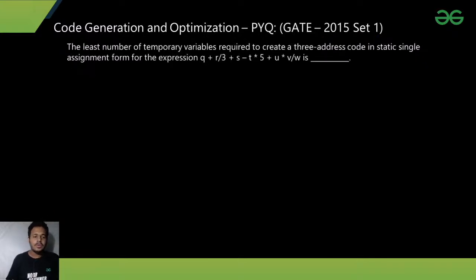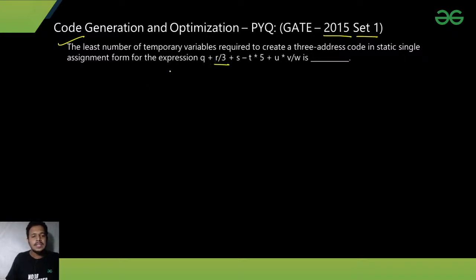So now going forward to the next question, it is also a GATE 2015 set 1 question. Let me change the ink color. Okay. It is saying that the least number of temporary variables required to create a 3 address code in a single assignment. Okay, so least number of temporary variables it is asking, right? So we can basically start from the beginning.